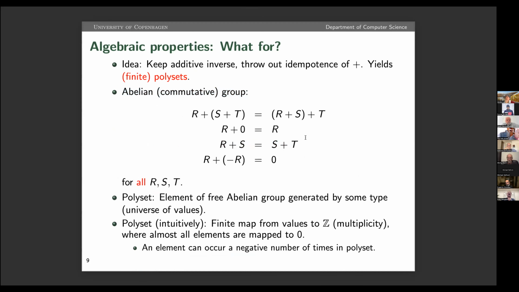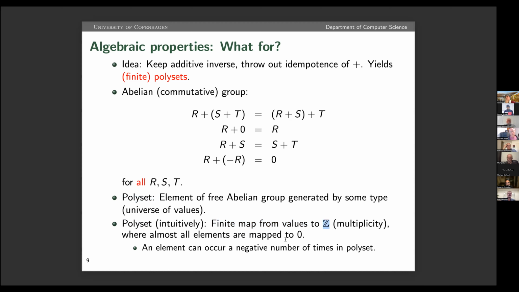If you use the commutativity on top of that, so now we actually say, wait a minute, these things we have, let's call them finite polysets, actually satisfy this property. And in fact, they're free, and completely natural, you could say. So a polyset is an element of the free abelian group generated by some type. That sounds terrible, but it actually intuitively means it's a finite map from a universe of values, which could be an infinite type of values, not to the Booleans, which would be a characteristic function that gives us regular sets, and not to the natural numbers that would give us multisets, but actually to the integers.